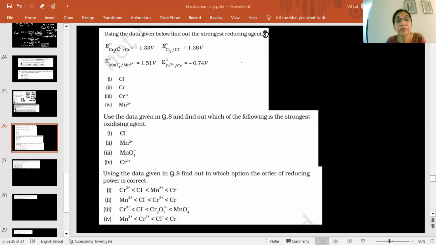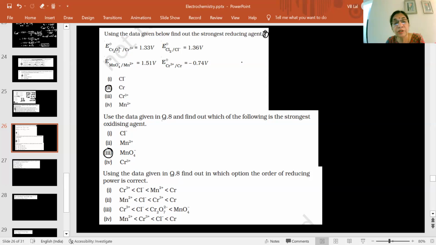Then next one, based on this data itself, find out the strongest oxidizing agent. Which one will be the strongest oxidizing agent? The one which has the highest reduction potential, right? So which has the highest reduction potential? MnO4. Yes, answer is MnO4. Here it is Cr and here it is Mn.